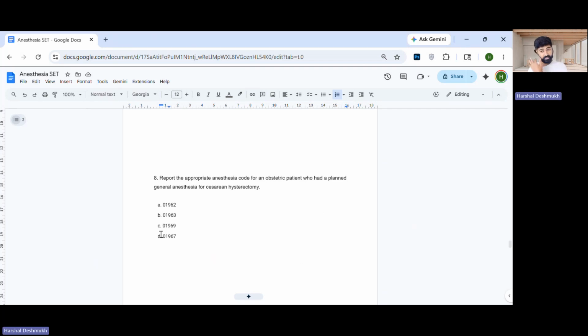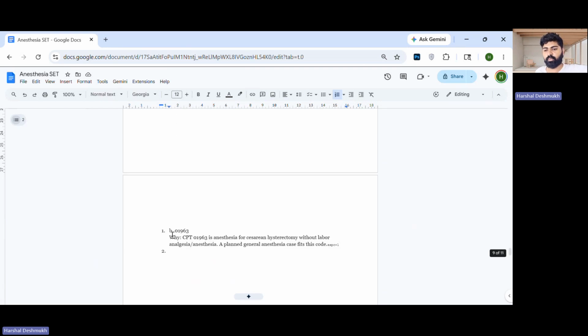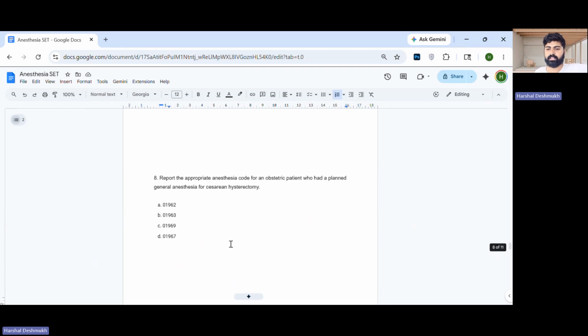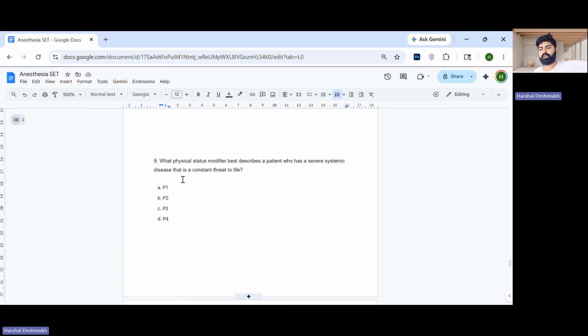So the answer for the anesthesia code for an obstetric patient who had planned general anesthesia for cesarean hysterectomy is 01963. Why? Because 01963, also cross-check in your book, is anesthesia for cesarean hysterectomy without labor analgesia or anesthesia. A planned general anesthesia case fits this code. That is 01963. Your ninth question is on your screen. This is about physical status modifiers, which are on the first page, or right before the anesthesia codes, in your book.